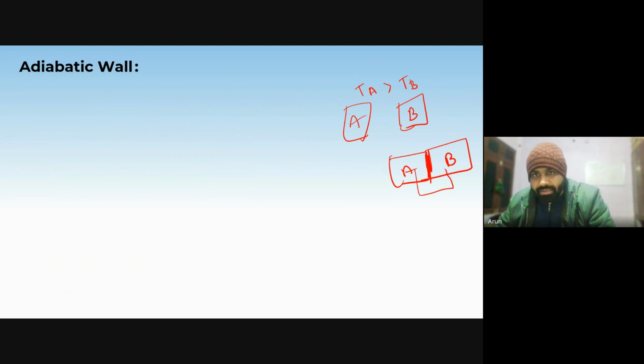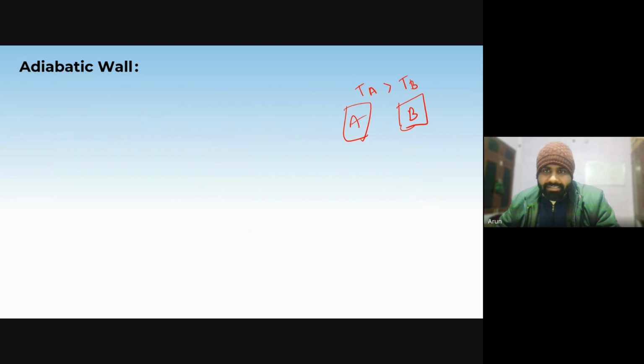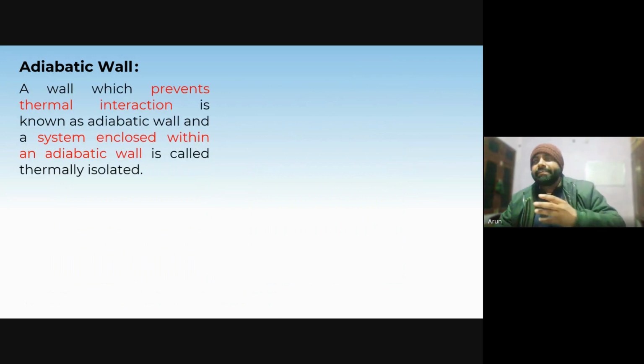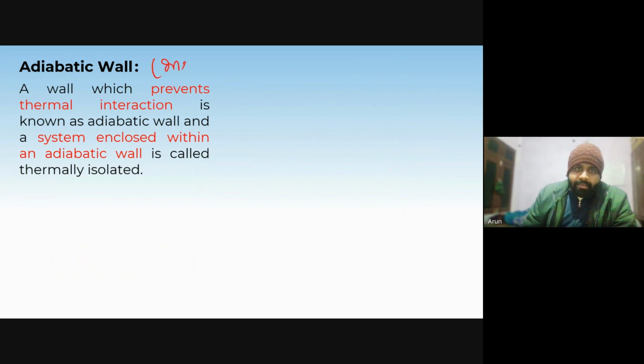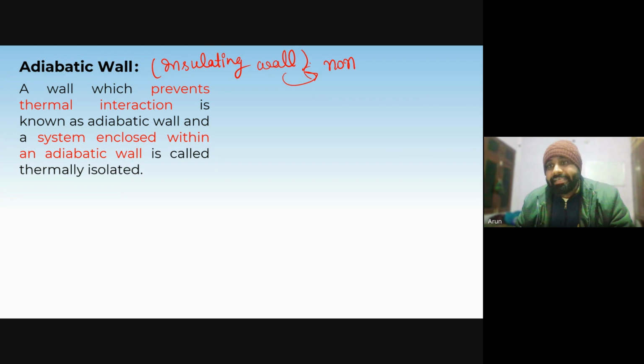So that is why we have to study how many kinds of walls there can be. Although it is only of two types, conducting or non-conducting, we will see it in thermodynamics. First is the adiabatic wall. So an adiabatic wall is nothing but a wall that prevents heat interaction. And simply you can also say it is the insulating wall. Okay. Or non-conducting wall. Non-conducting means no conduction of heat. Okay.